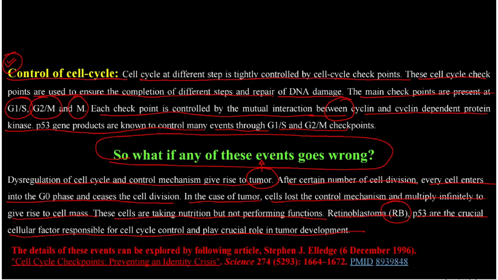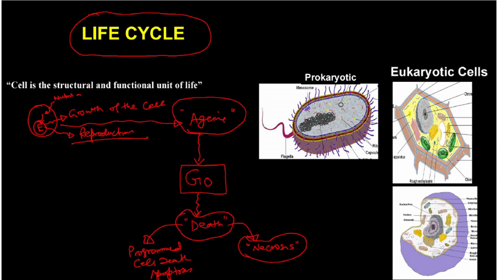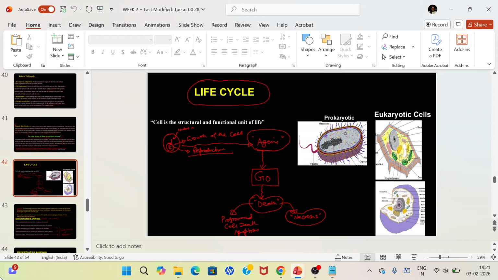If any of these events goes wrong, then it can lead to the formation of tumors. Cancer basically is the undifferentiated and uncontrolled division of the cell, which happens when there is some kind of a problem during the control of the cell cycle. So this leads to the formation of the tumors. Alright.